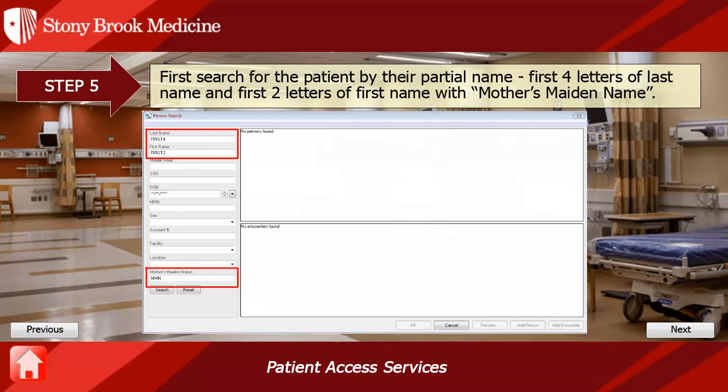First, search for the patient by their partial name. Enter the first 4 letters of the patient's last name and the first 2 letters of the patient's first name, as well as their mother's maiden name. If that does not produce a result, you may remove the mother's maiden name.